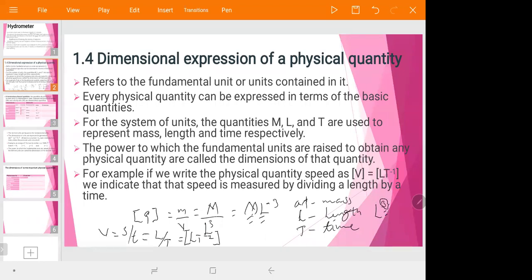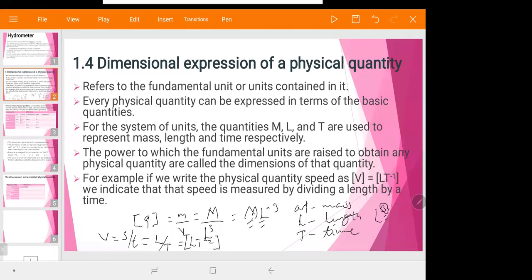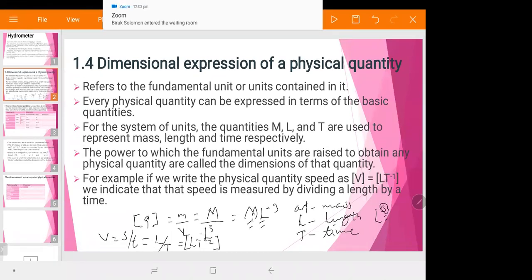So the basic physical quantities which are contained in the dimension of speed are length and time.